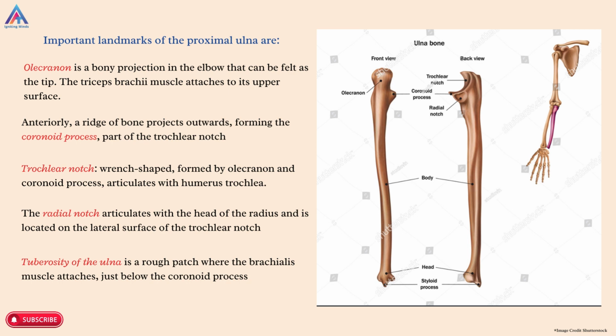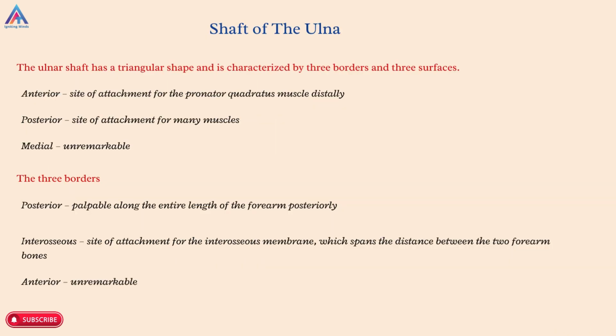The rough patch present just below the coronoid process is called the tuberosity of the ulna and is the attachment site of the brachialis muscle. The shaft of the ulna is a triangular shaped structure that has three borders and three surfaces. The anterior surface serves as a site of attachment for the pronator quadratus muscle distally. The posterior surface is a site of attachment for many muscles, and the medial surface is unremarkable.